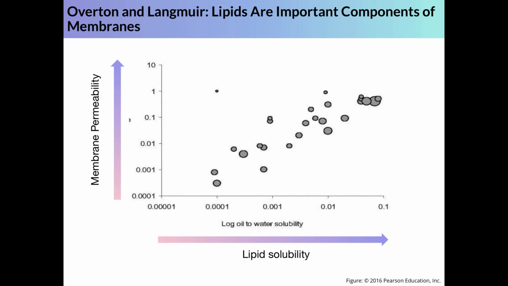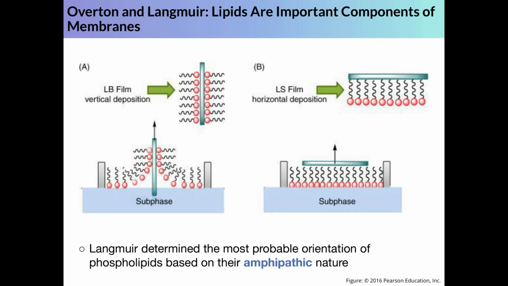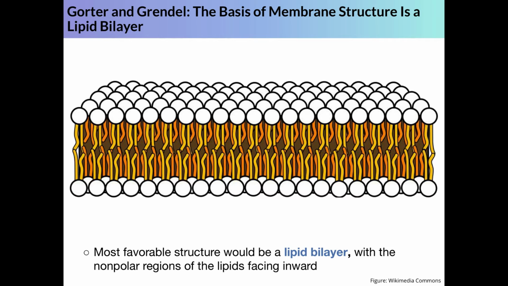the membrane. A few years later, a scientist named Langmuir determined the most probable orientation of phospholipids based on their amphipathic nature. So he layered phospholipids on water, and what he saw is that they formed a monolayer so that the hydrophobic tails faced away from the water toward the air, while the hydrophilic heads interacted with water. But Langmuir's experiment did not make it clear that the phospholipids in membranes were arranged as a bilayer.